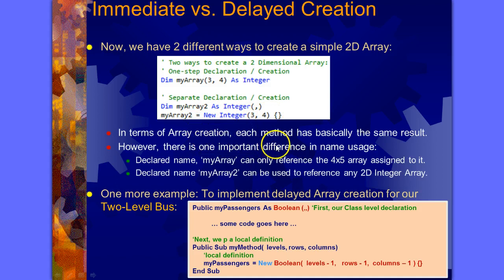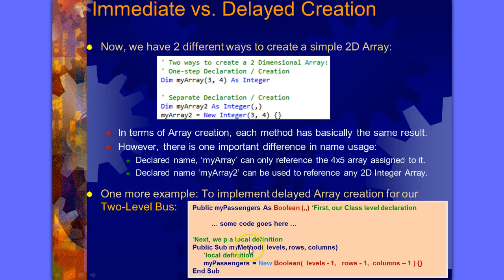In terms of array creation, each method has basically the same result. However, there's one important difference in name usage. Declared name myArray here can only reference the 4x5 array assigned to it. So I can only use this name to reference the array that's assigned to this. Declared name myArray2 can be used to reference any two-dimensional array.